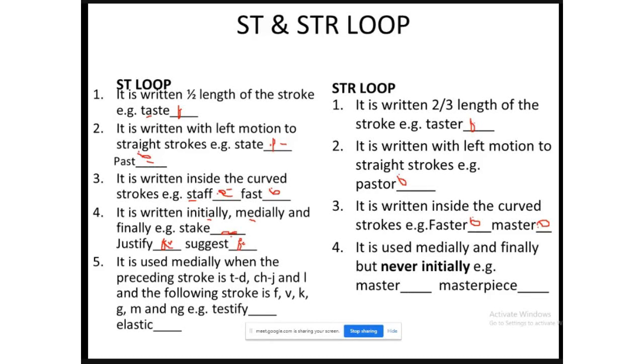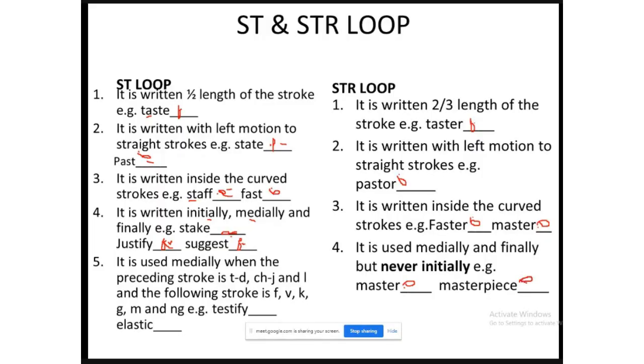This is the vowel. It is used medially in case of STR loop. It is used medially and finally, but never initially. This is the difference between these two. For example, master, I have already used. Masterpiece.